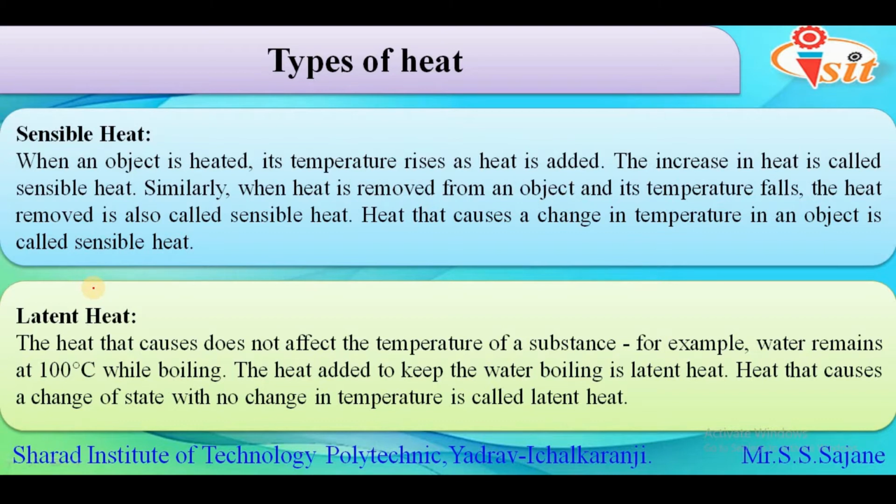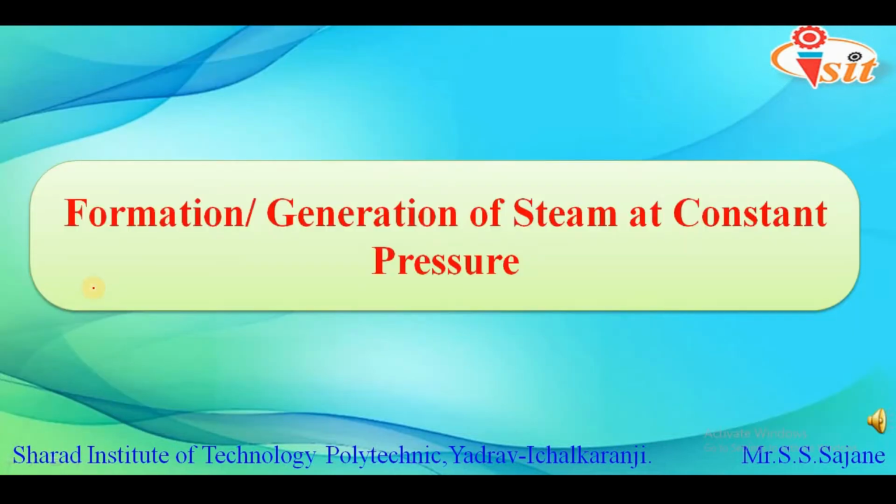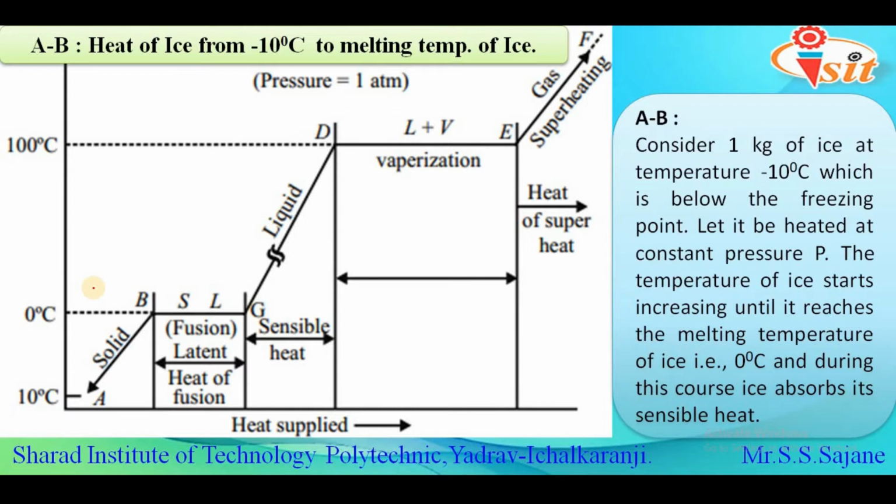Then the most important part from our previous lecture, that is formation or generation of steam, where we have studied the 5 regions or the 5 stages of heat addition. The first stage, region A to B, we considered ice at minus 10 degrees Celsius, and in the first stage its temperature is increased to 0 degrees Celsius, and during this entire stage the ice, or the system, is in solid state.